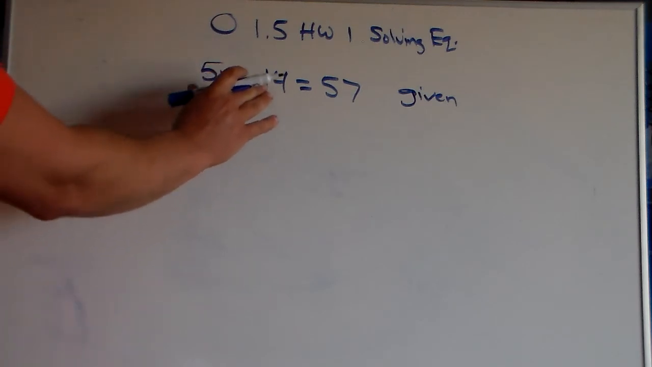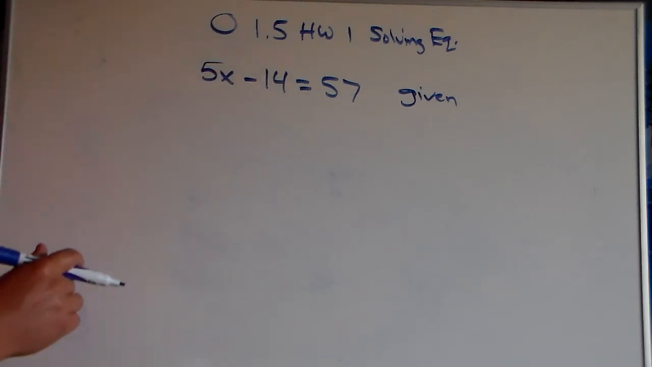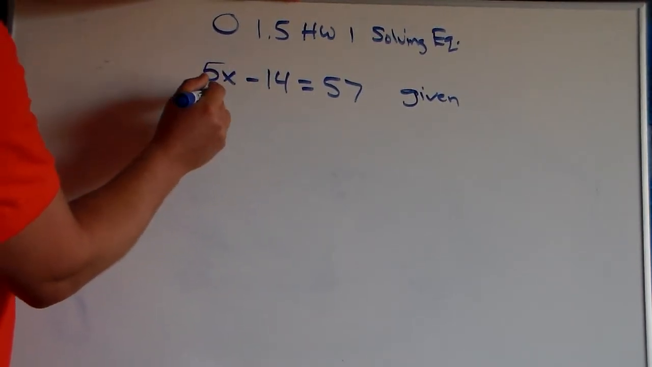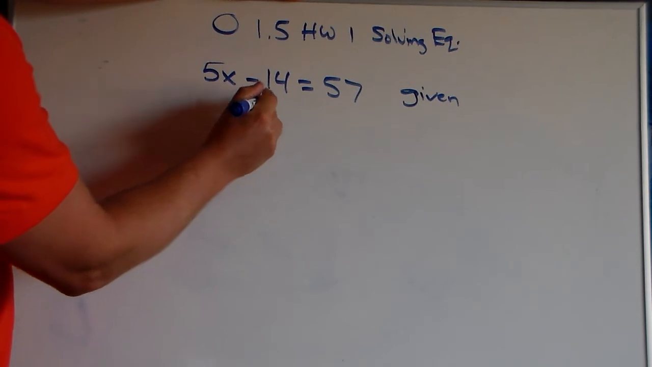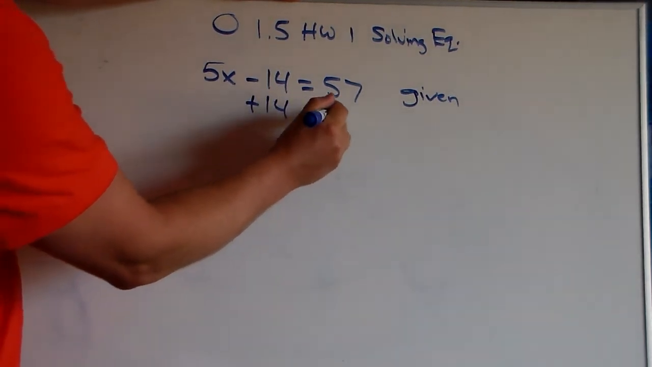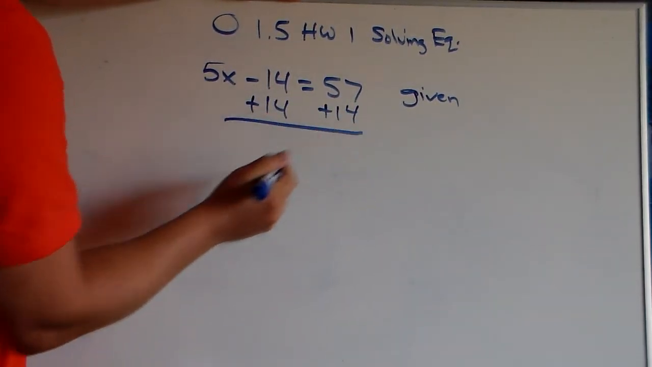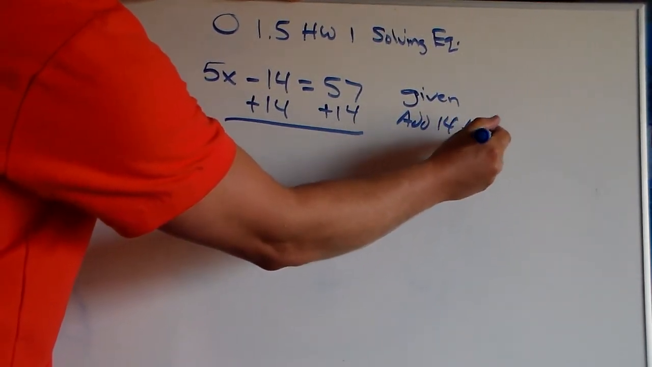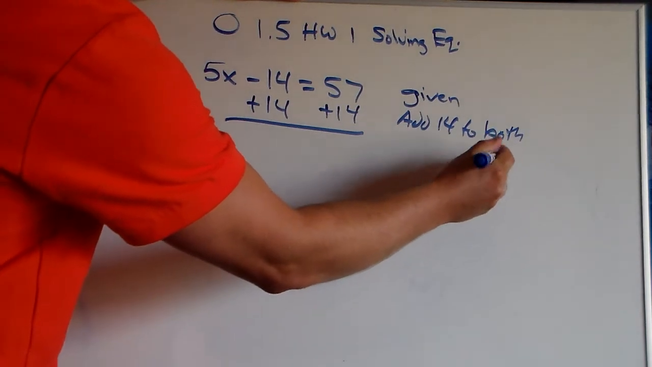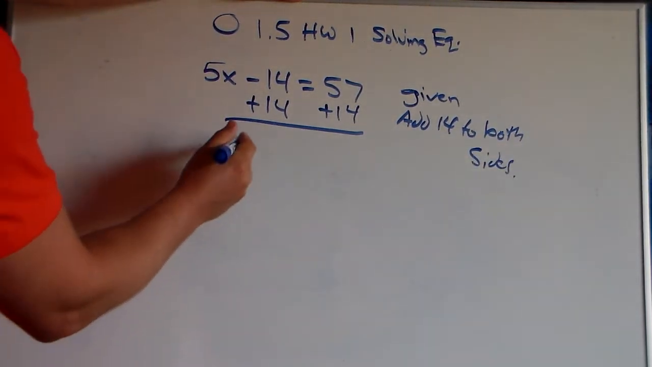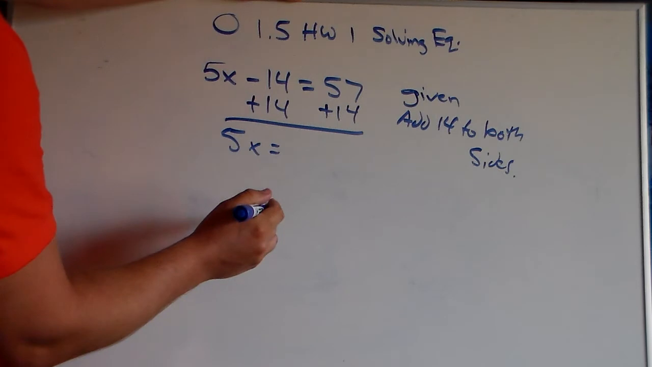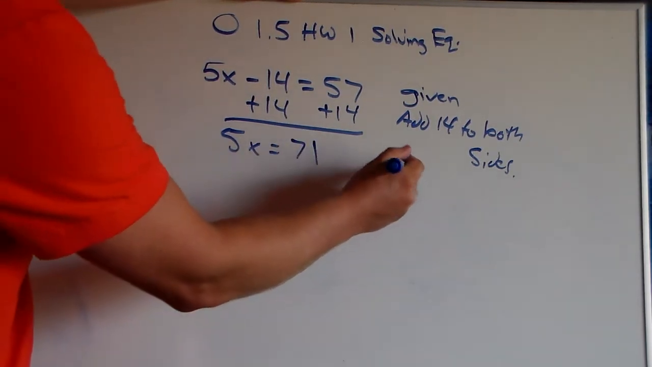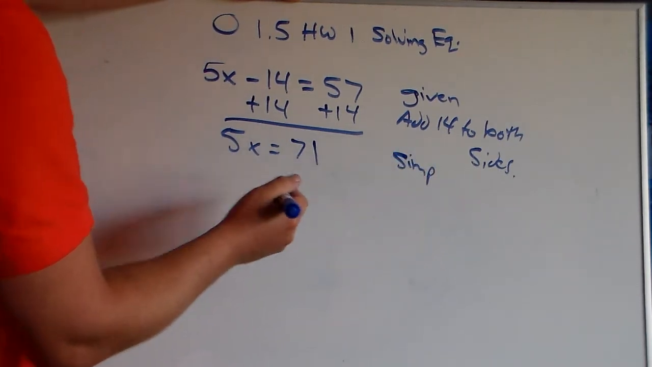We have 5x minus 14 equals 57. How do we go about doing this? Well, we use our inverse operations. 5x minus 14. We know we can move that 14 to the other side. So we add 14 to both sides of the equation. When we do that, we get 5x equals 71. I just simplified. Wrote it out nice and pretty.